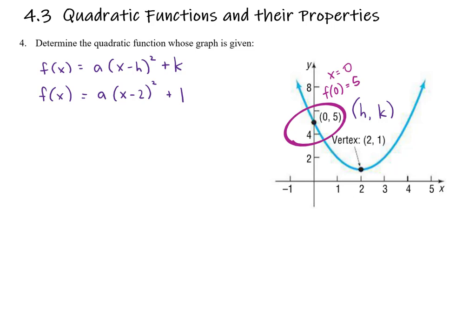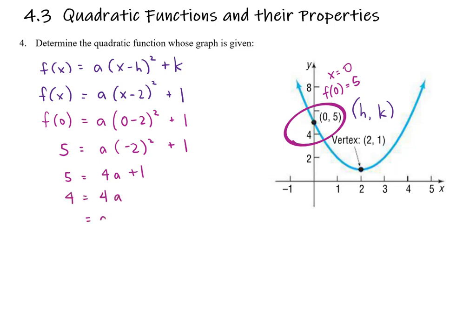So now basically, let me do it in 2 steps. I'm replacing my x with 0, and I'm replacing the f of 0 with 5. And let's just go ahead and solve this. I get positive 4. Subtracting 1 from both sides gives me 4 is equal to 4a. So a is 1. That's awesome.